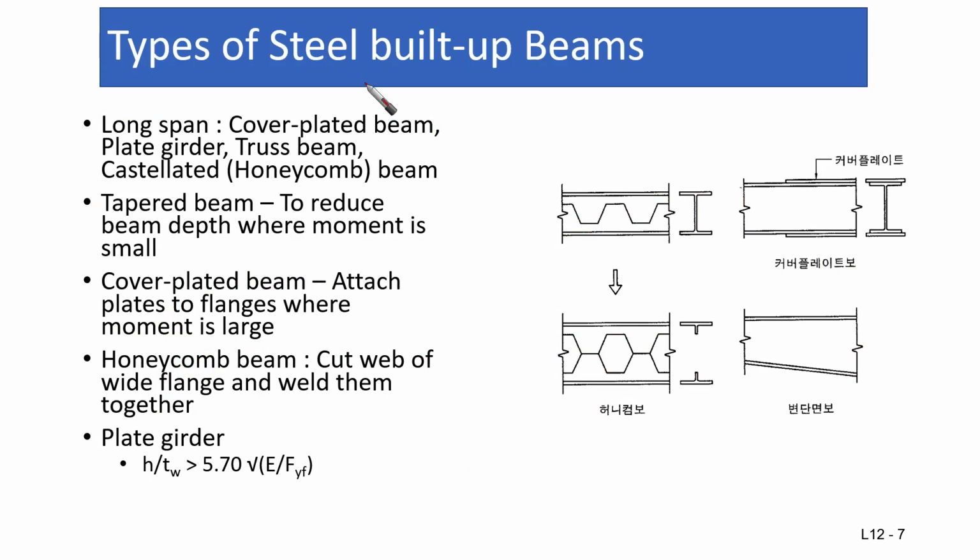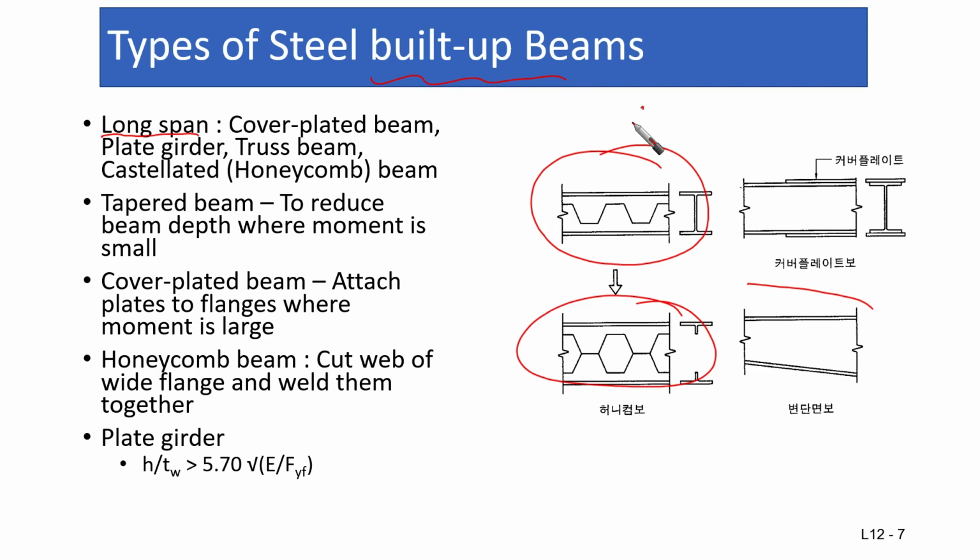For the built-up sections, we have different types as well. We have long span ones: the cover-plated beam, plate girders, truss beams, and castellated, which is the honeycomb beam, something like these shapes. They are also for long spans. We can control everything for them.